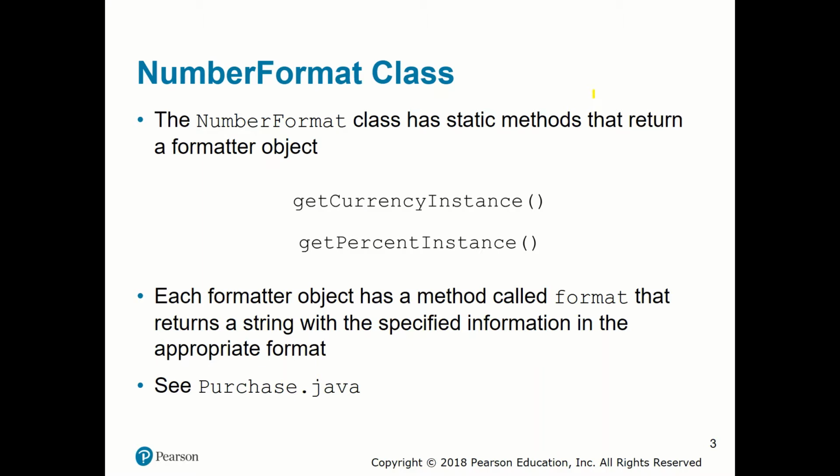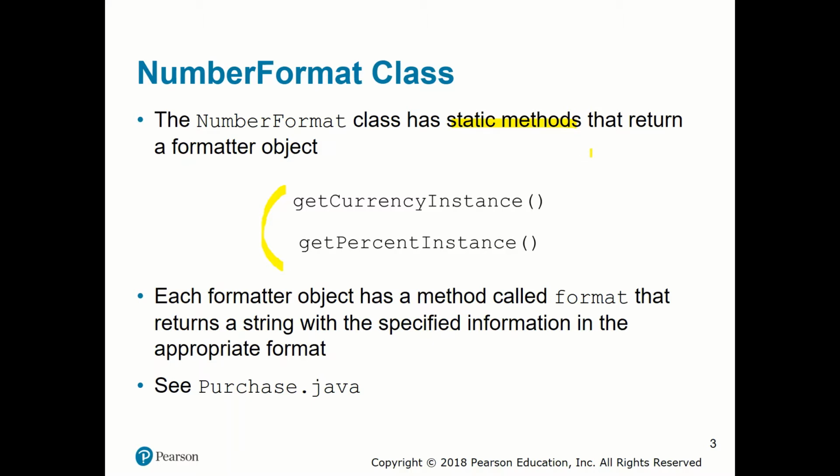The NumberFormat class has static methods that return a format object. These two methods are such static methods. You have not learned static methods yet, so I'll explain in a very simple way. A static method can be used without creating an object. We can use these two methods without creating objects.